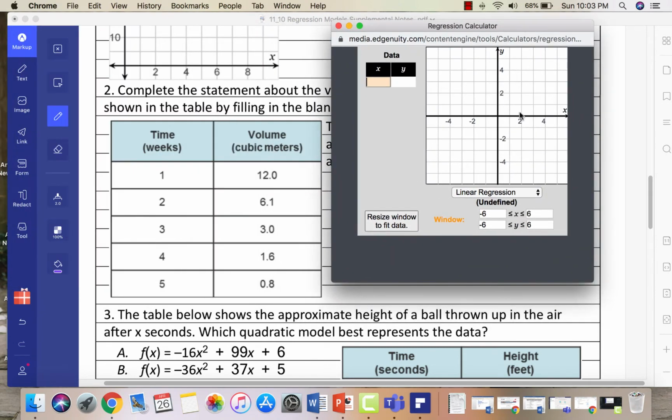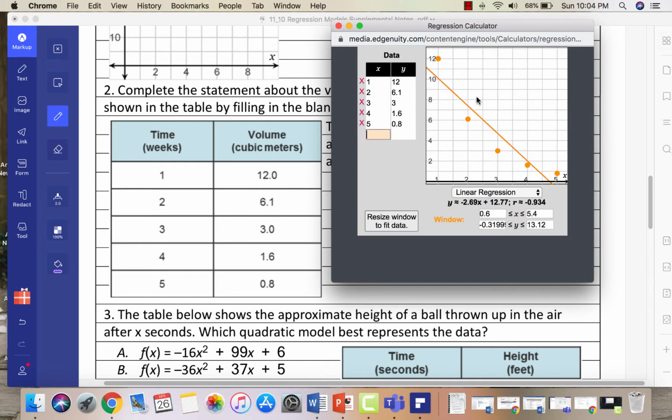So I can put these ordered pairs into my calculator. 1, 12, 2, 6.1, 3, 3, 1.6. Oh no, hold on. 4, 1.6, 5, and that's 0.8. Remember that you have to resize the data in order to fit.